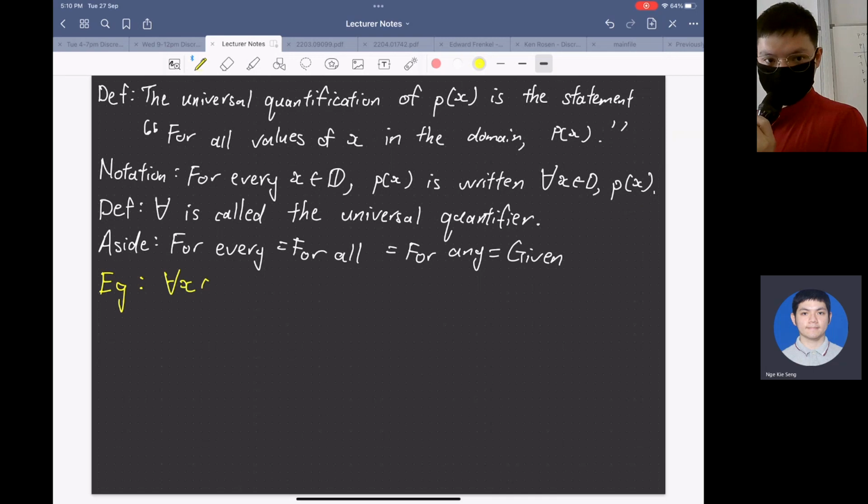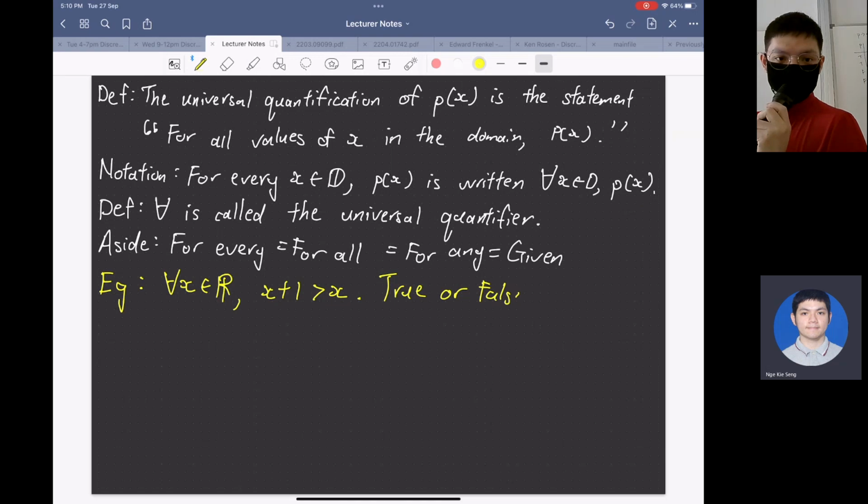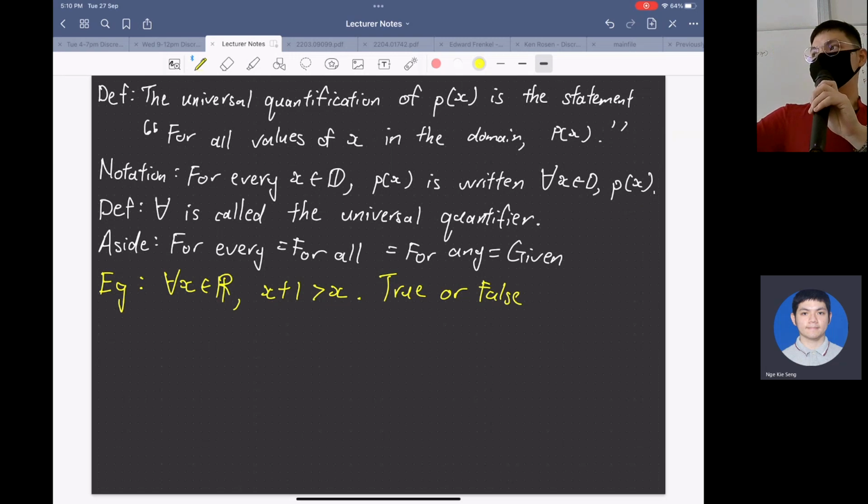So for every x in R, real numbers, just now I gave you the example, you should think of what number is inside your mind. And then x plus 1 is greater than x. True or false? Who said false this time? True or false? True. Why true?